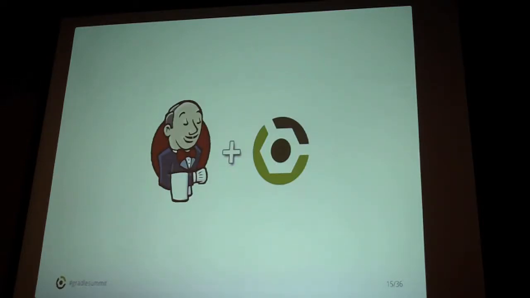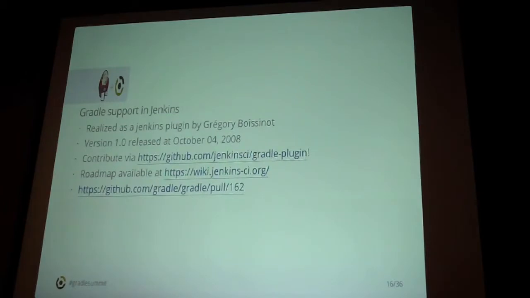Jenkins. The nice thing for Jenkins is the Jenkins Gradle plugin. I think it is the oldest plugin for any CI server. It was released in very early days in 2008, version 1.0. It's written by Gregory Boissinot. He's one of the Jenkins committers. It's open source, hosted at GitHub if you want to join. They have a roadmap available, where I explain what I want to do in the future.